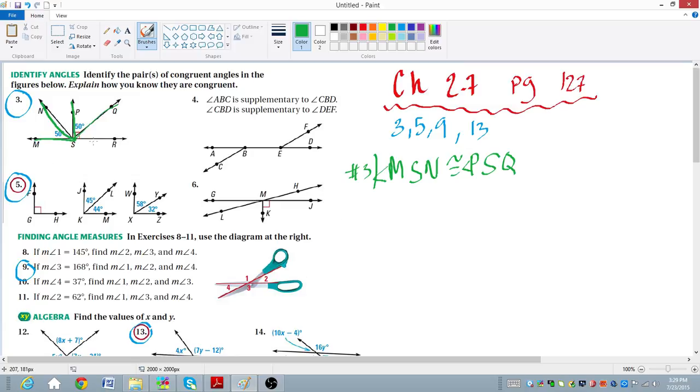And I also know that angle QSR is congruent to angle PSN. And how do I know that? Well, I know that they're both 40. How do I know? Because the 50 and the 40 is 90 degrees, so it's complementary. And this part has to be 90 degrees as well too. So these two are 40 degrees.